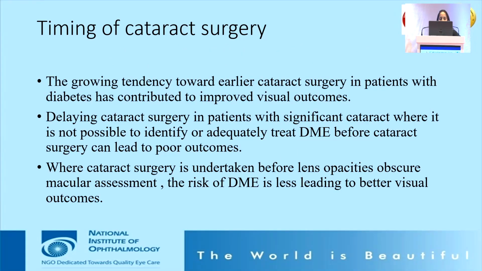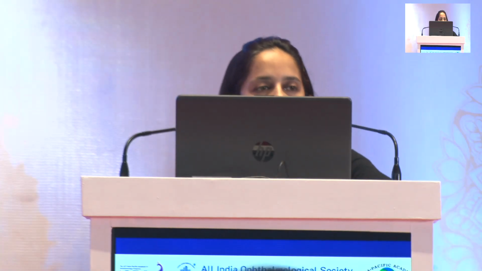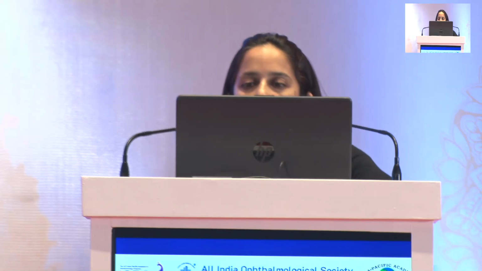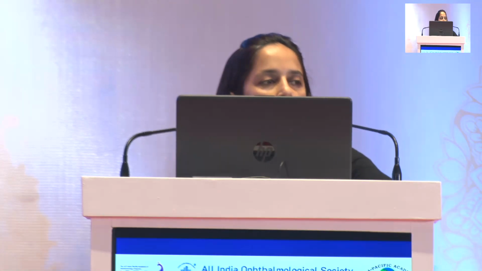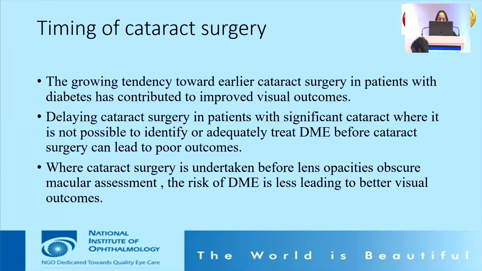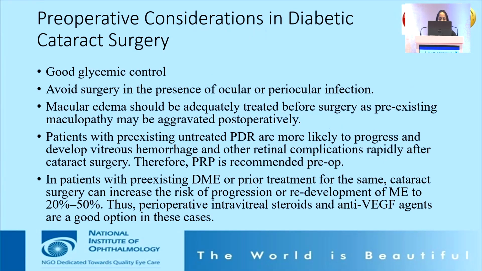So there is a growing tendency towards earlier cataract surgery in patients with diabetes, and they want improved visual outcomes. Delaying cataract surgery in patients with significant cataract, where it is not possible to identify or adequately treat the DME before cataract, can lead to poor outcomes. When cataract surgery is undertaken before lens opacities obscure the macular assessment, the risk of DME is less, and that leads to a better visual outcome.